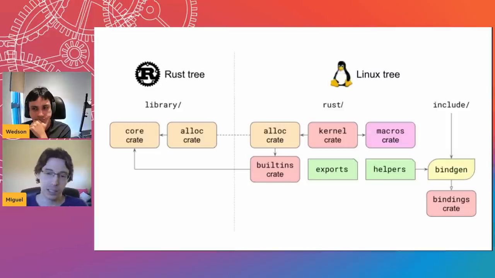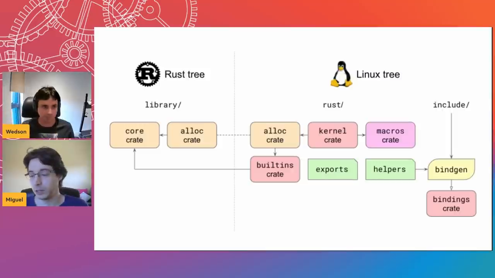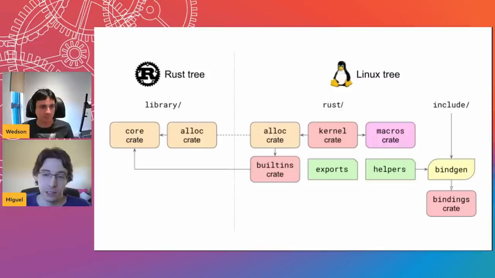We also have other things like supports and helpers, which are basically a workaround, if you will, or a way to call into the C APIs. The helpers go to bindgen, and the supports are for exporting via a C macro the symbols for external users, for external modules.